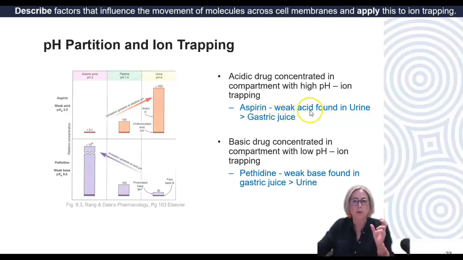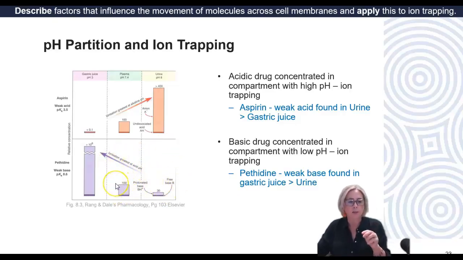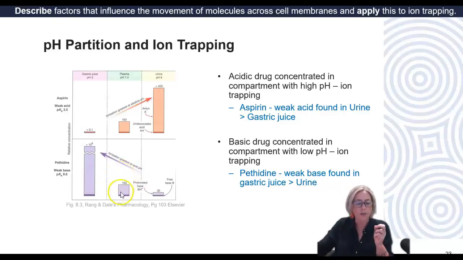So aspirin, being a weak acid, is found at a much higher concentration in urine compared to gastric juice, right? Now, if you look here at pethidine, it's kind of the opposite. It's a weakly basic drug. So a base in a base is going to stay more in its unionized lipid-soluble form, so it's going to be absorbed from the urine back into the plasma. Again, some of that unionized drug will then ionize, so you get slight accumulation.